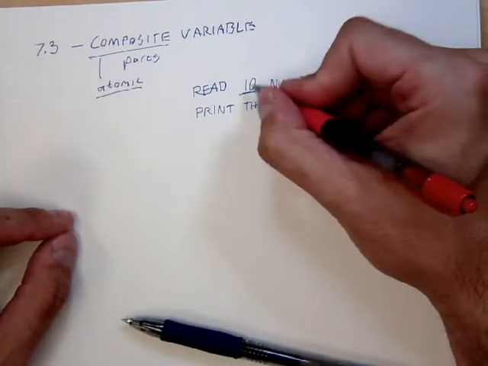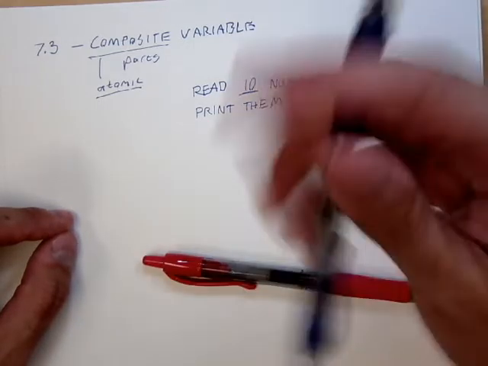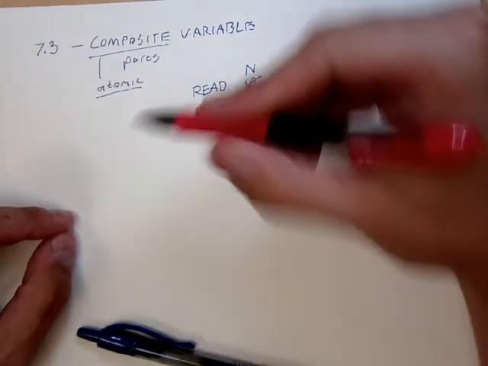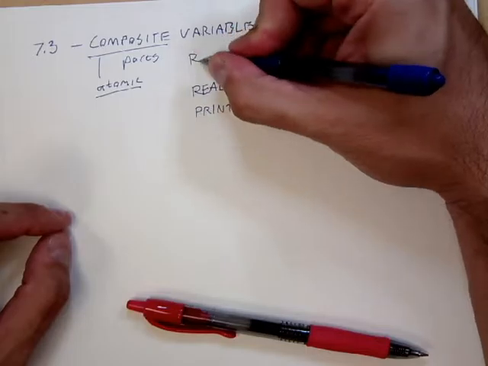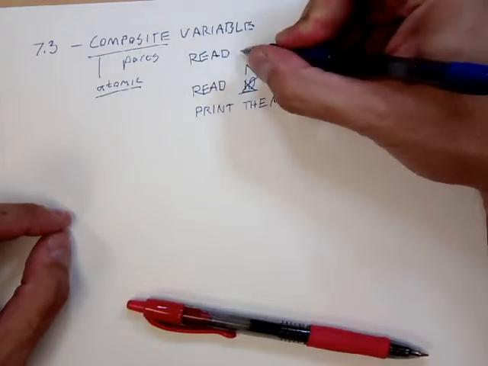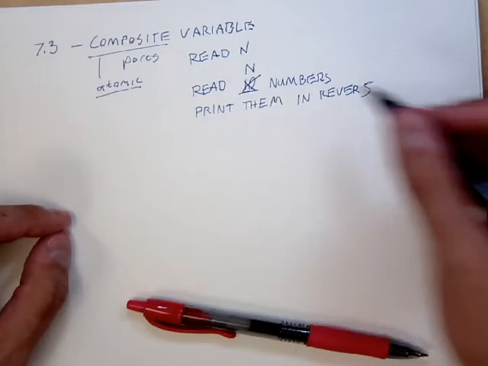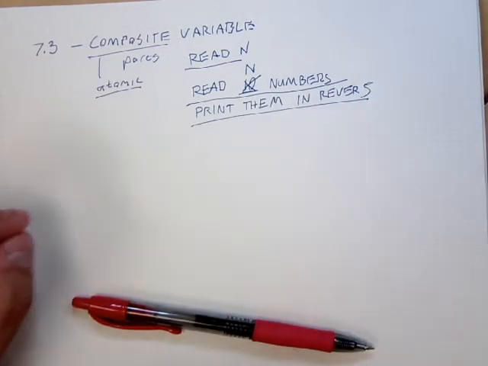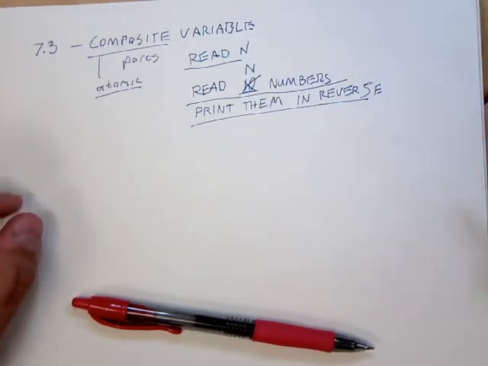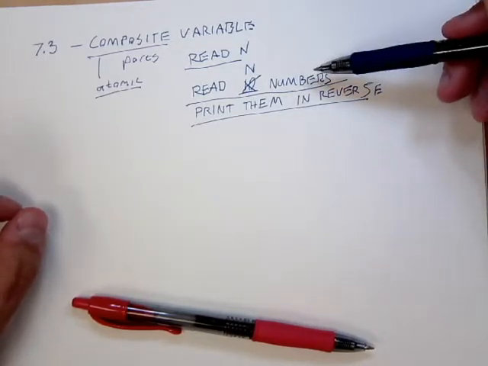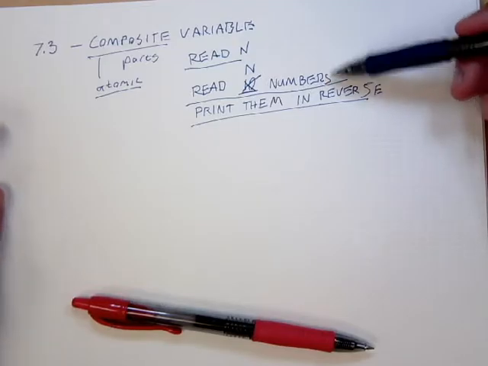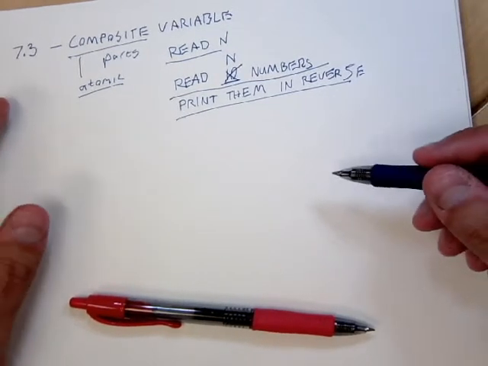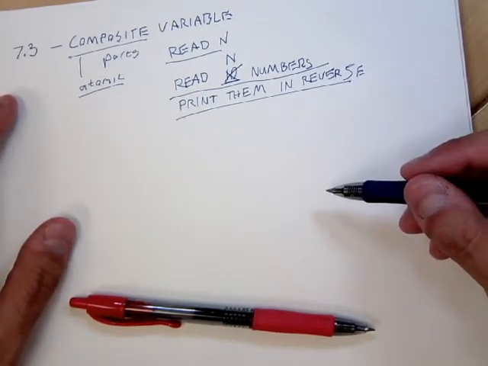What if I told you to read in n numbers for some number n, and first you have to ask the user what n is? So first you read in some number n, then you read in n numbers, and you print them in reverse. Now it's a little bit difficult because I don't know ahead of time how many variables to use. And the kind of solution that we use for this is something called an array.